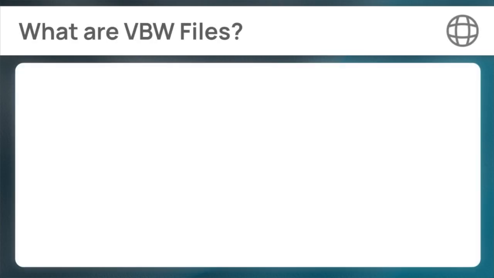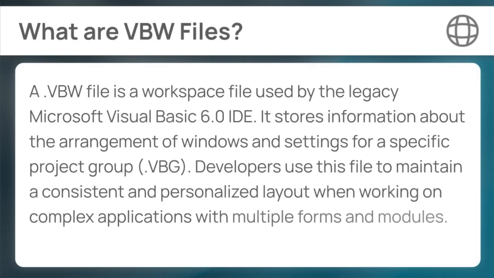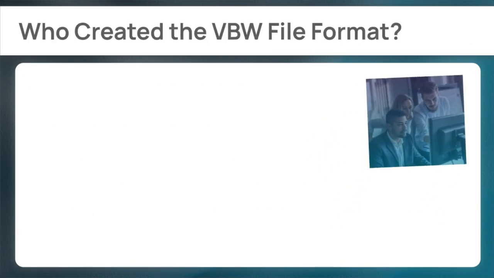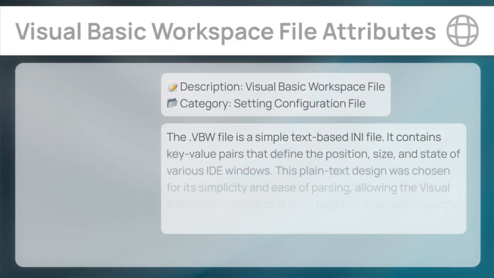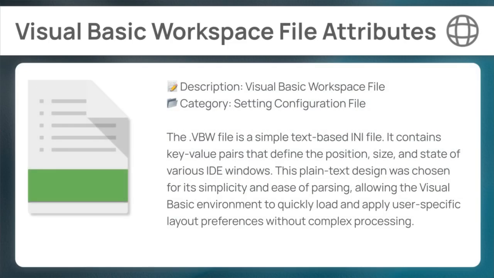A VBW file is a workspace file used by the legacy Microsoft Visual Basic 6.0 IDE. It stores information about the arrangement of windows and settings for a specific project group, VBG. Developers use this file to maintain a consistent and personalized layout when working on complex applications with multiple forms and modules. The VBW file is a simple text-based INI file.